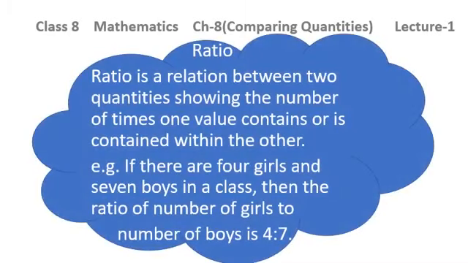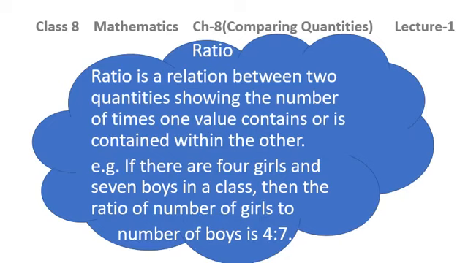Coming to ratio. Ratio is the relation between two quantities showing the number of times one value contains or is contained within the other. Basically, ratio is the relation between two different quantities. In usage, fraction and ratio are used in a similar manner, but if we understand them deeply, ratio is a relation between two different quantities. For example, if there are 4 girls and 7 boys in a class, then the ratio of number of girls to number of boys is 4 by 7.